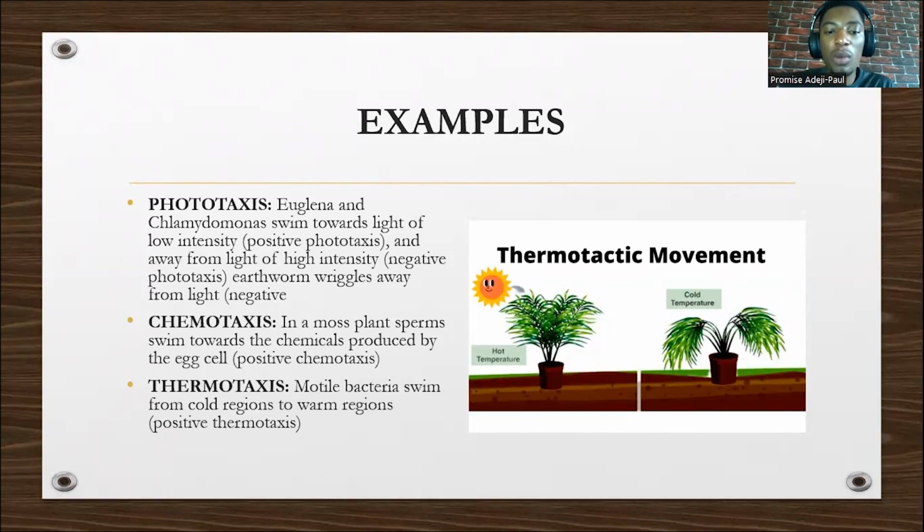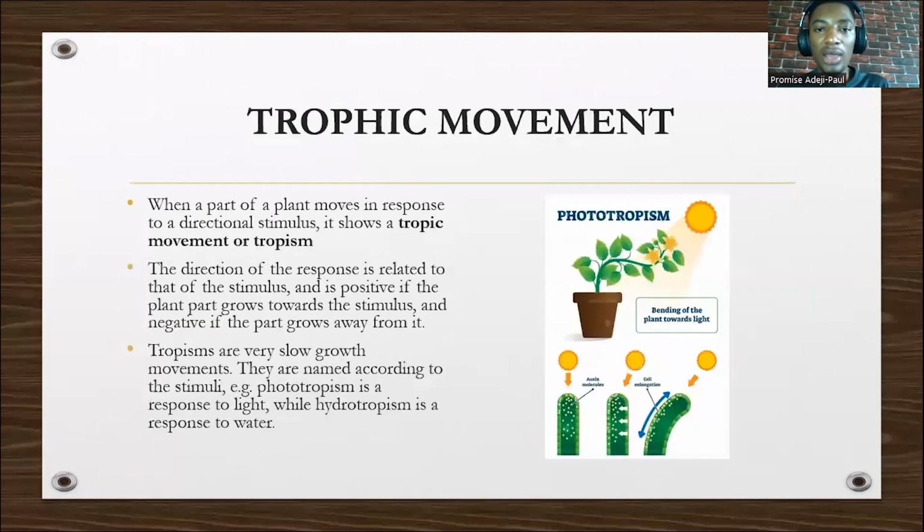So what about chemotaxis? In the moss plant, sperm move towards the chemical produced by the cell. So this is positive chemotaxis. A whole organism is moving towards the chemical. So thermo, when we say thermo, it is heat. So some bacteria also swim from a cold region to a warm region. That's what we call positive thermotaxis.